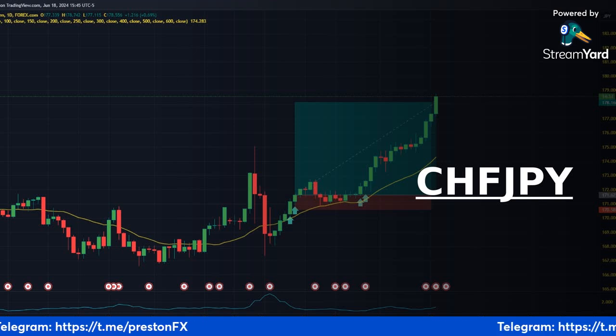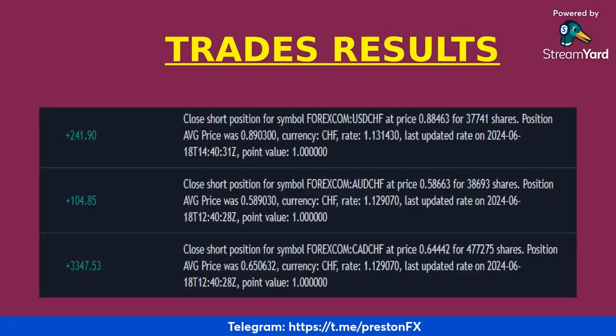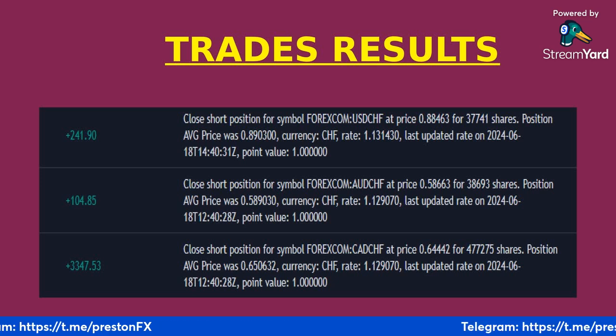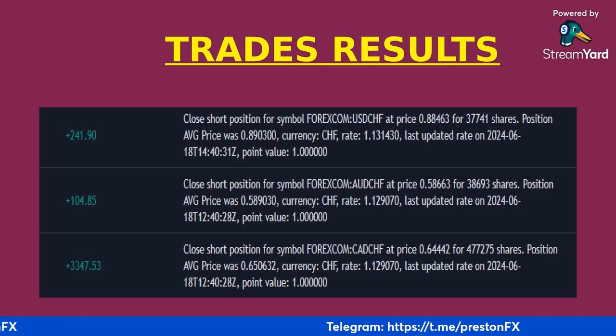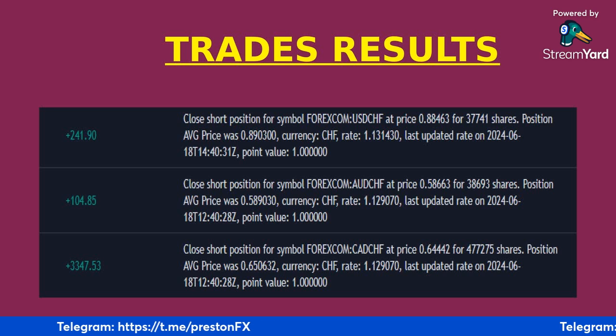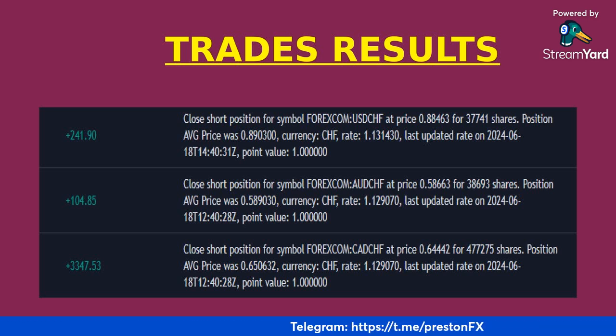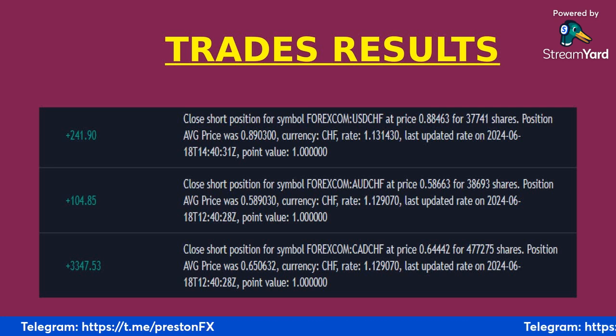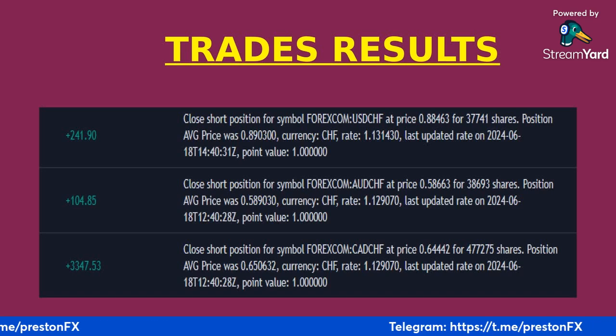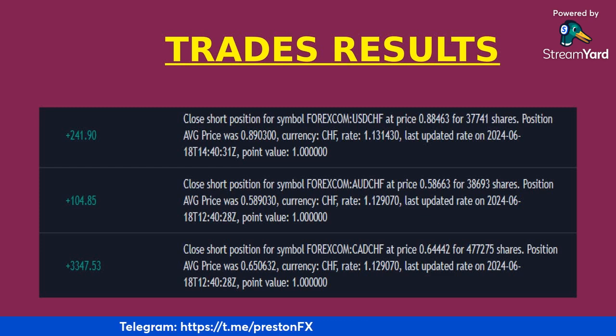All right. Again, look, 2 candle lows for a buy, 2 candle lows for a buy. All right, this is the trading results I had for this week. Short and sweet. This USD CHF, actually I got out of it because Juneteenth is tomorrow, so I got out of everything. I don't want to come back in the market and go ham. As you can see, USD CHF 241, AUD CHF 104, and CAD CHF 3,347 bucks. All right, and that was good for the week.